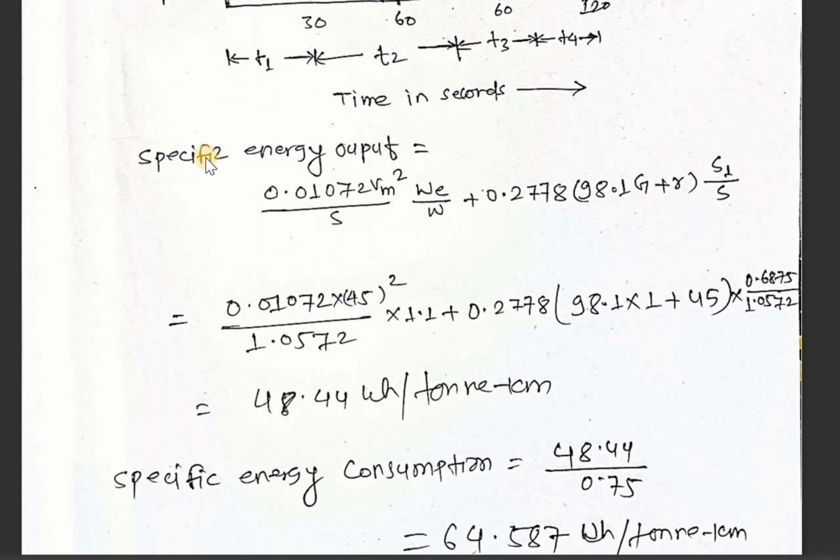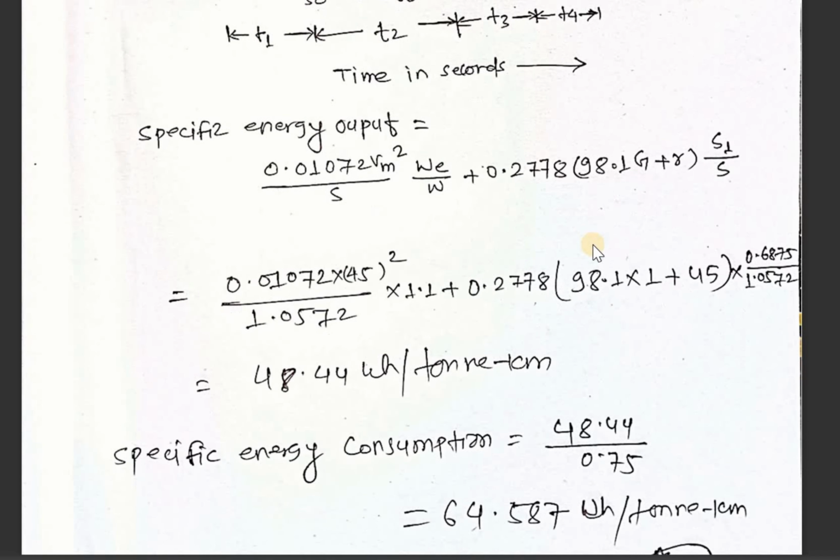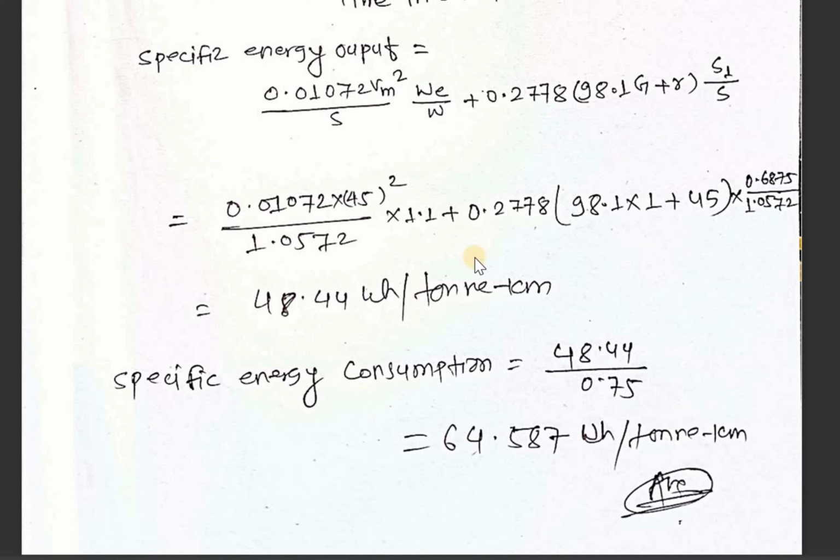And we know the specific energy output equals, this is the formula for specific energy output, and again put all the values from the above, and we can get a specific energy output of 48.44. And specific energy consumption equals specific energy output upon efficiency. So efficiency is 75% given, so 64.587 watt hour per ton kilometer.